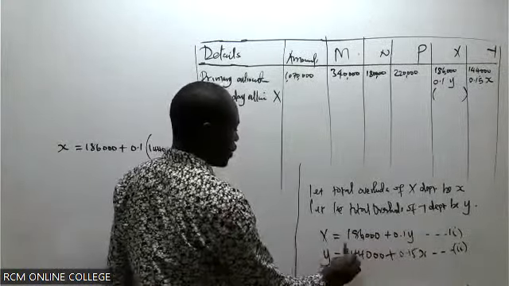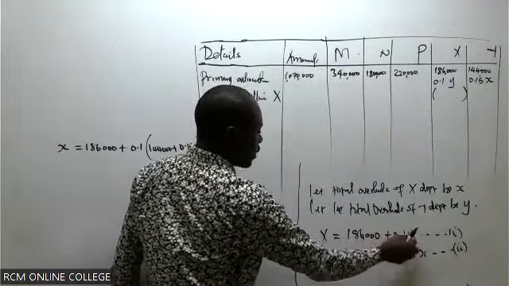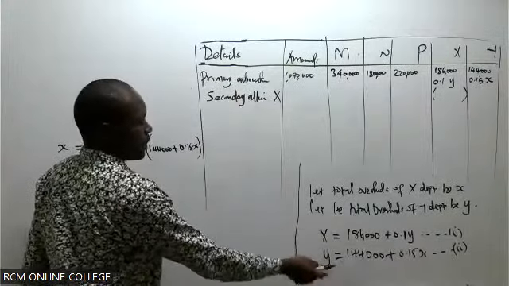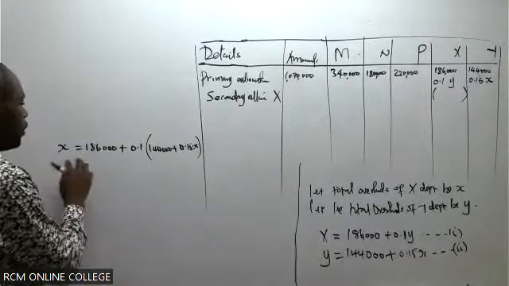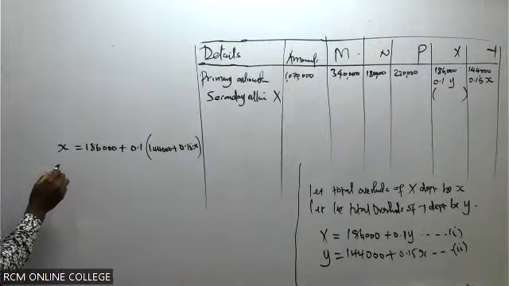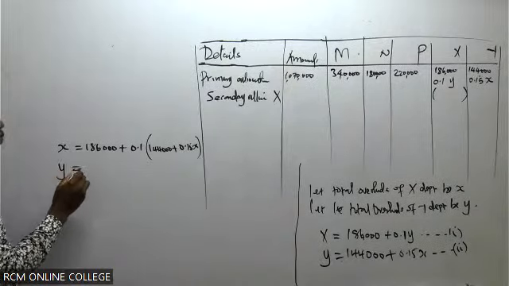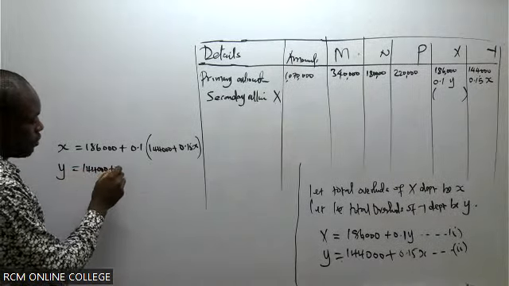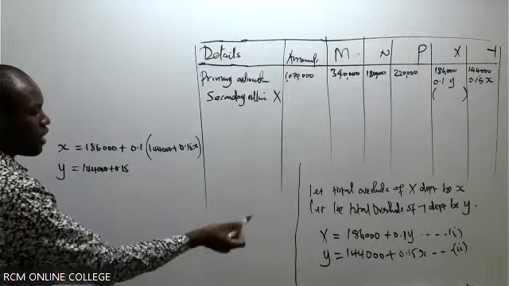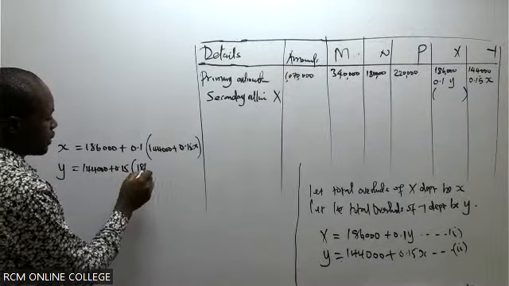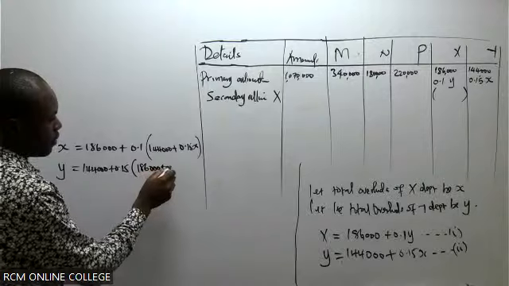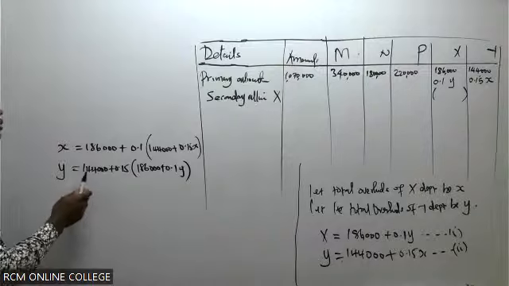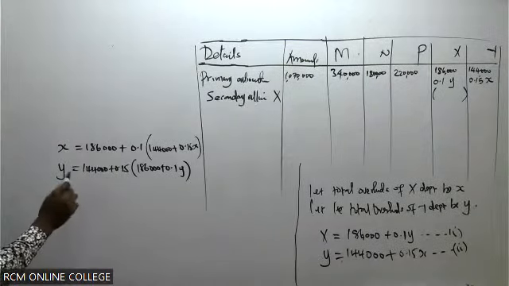X is equal to 186,000 plus 0.1 Y. Y is equal to this. So just, where we have Y, replace it with all of this. Or you can even now use X down here instead of starting with X. You can use this option, or you come and tell us that Y is equal to 144,000 plus 0.15 X. And what do we have as X? 186,000 plus 0.1 Y. So any of the two will take you to the answer.